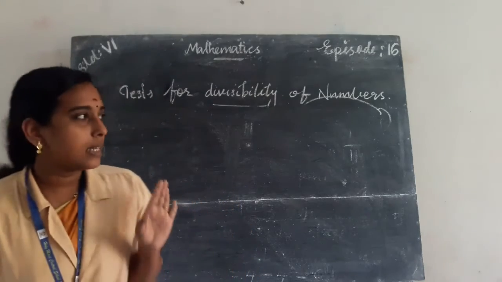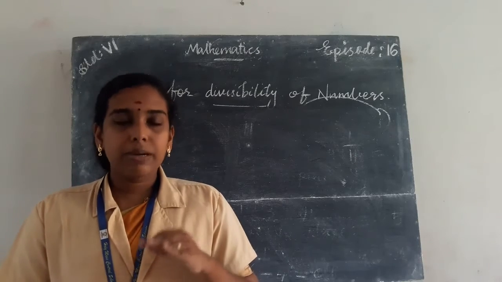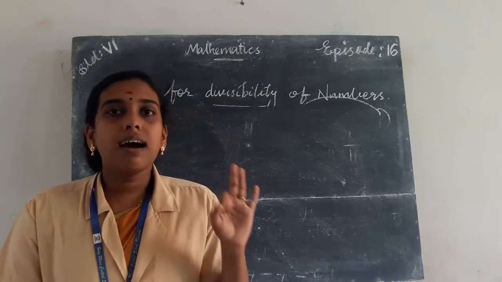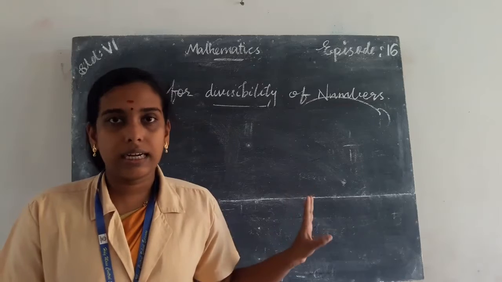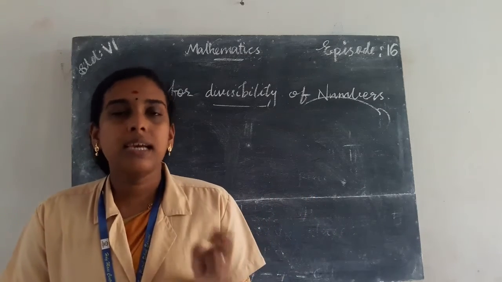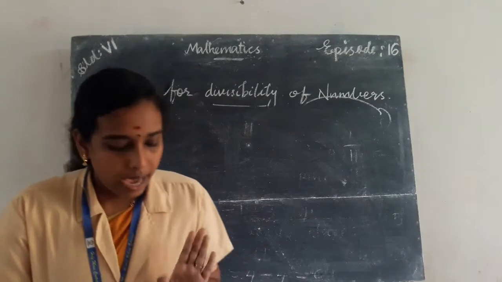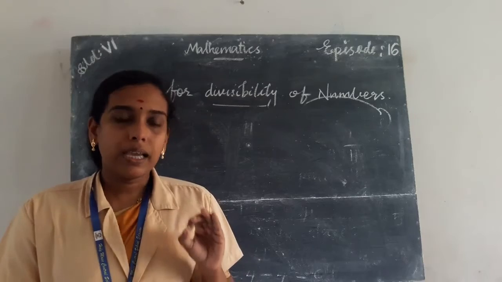And the next one is divisibility by 8. If a number is given, we take the last 3 digits. If the last 3 digits of a number are divisible by 8, then we can say that the whole number is divisible by 8. And the next one is divisibility by 9.